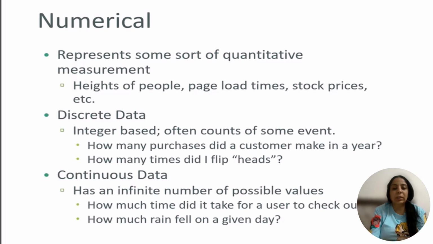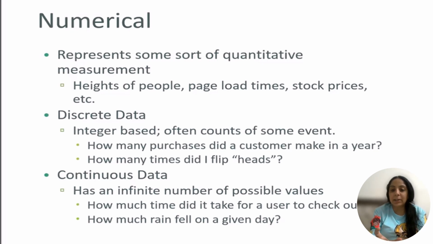Now we will go for the discrete data. Discrete data means a specific integer type, right? It often counts how many events have happened. Let's take the gym example: how many times you have done an exercise, right? So it's often a count of that. How many purchases did the customer make in a year? That's a countable one. When there is a countable one, we can go for the discrete data.